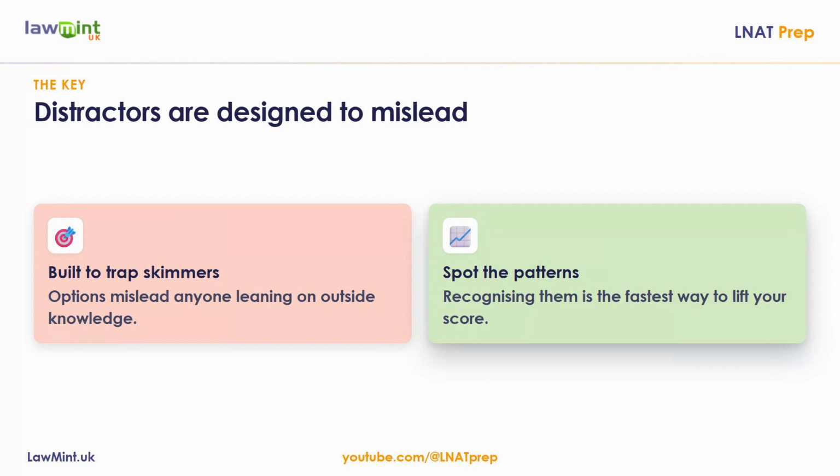Here is the key. The examiners design the Section A options to intentionally mislead anyone who skims the text or leans on outside knowledge. Recognizing these recurring distractor patterns is the single fastest way to lift your score.